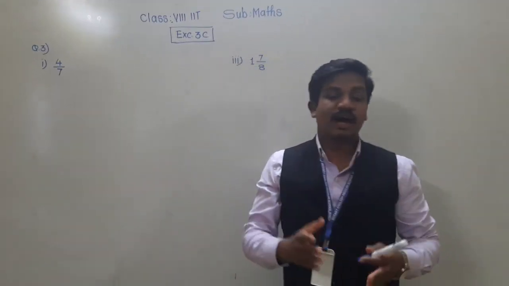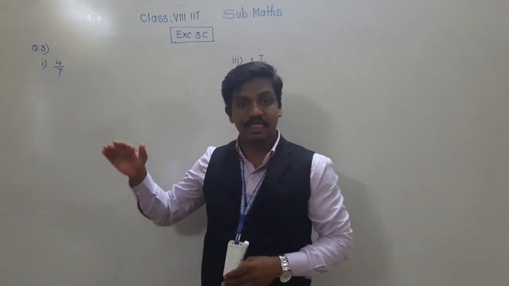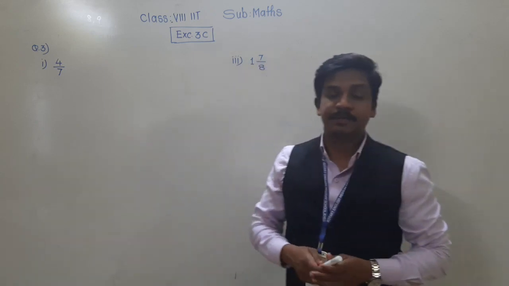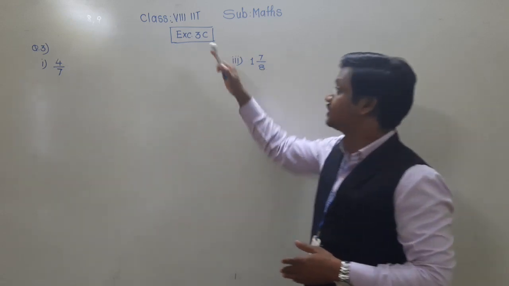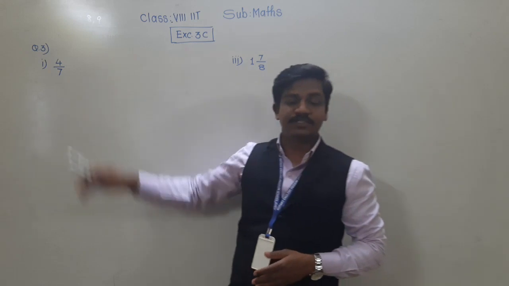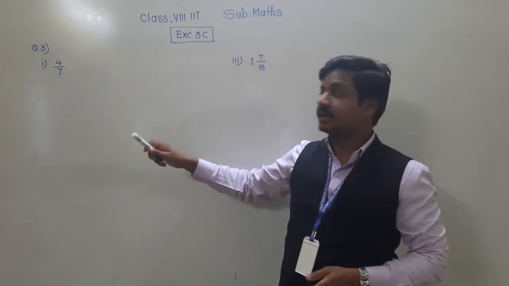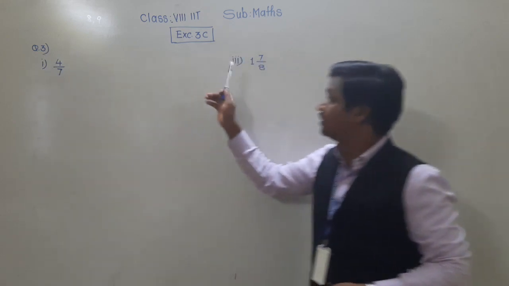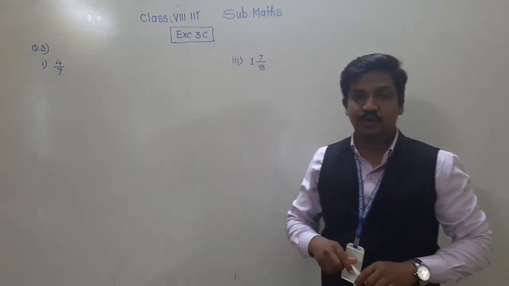Today we are going to learn how to find the square root of the fractions which are not perfect squares. This is the next part of exercise 3C. The first two questions we have seen yesterday. So this is the third question, and examples number first and third we are going to take here. Examples number second and fourth you have to do.